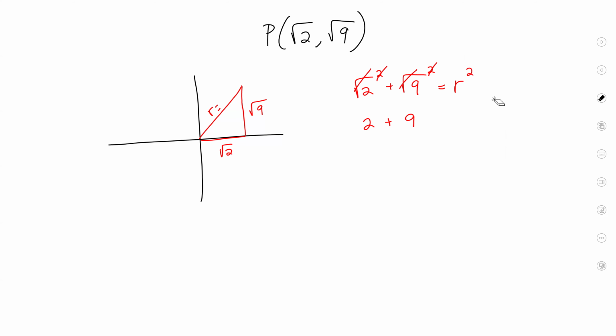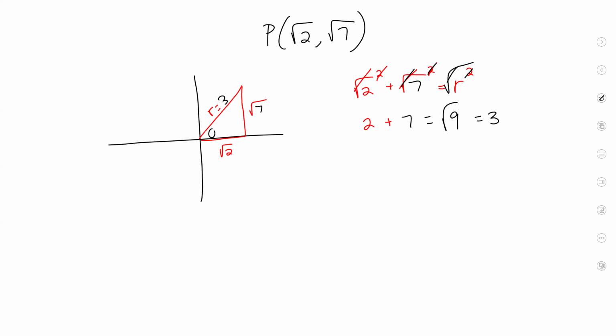Sorry, let me make this a little easier. Let's change this to a 7. I'm going to change the problem and make it a 7. Okay, so that cancels. I'm left with 7. So 2 plus 7 is 9. Now I need to square root this. So the square root of 9 is 3. So that means my radius is 3. That's a better problem. Okay, so now let's find the different identities.